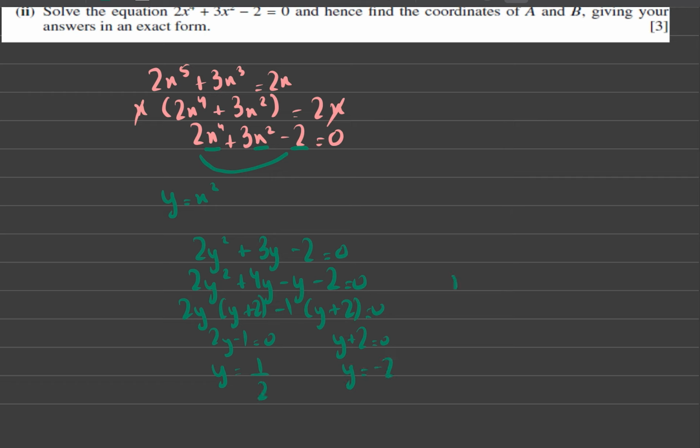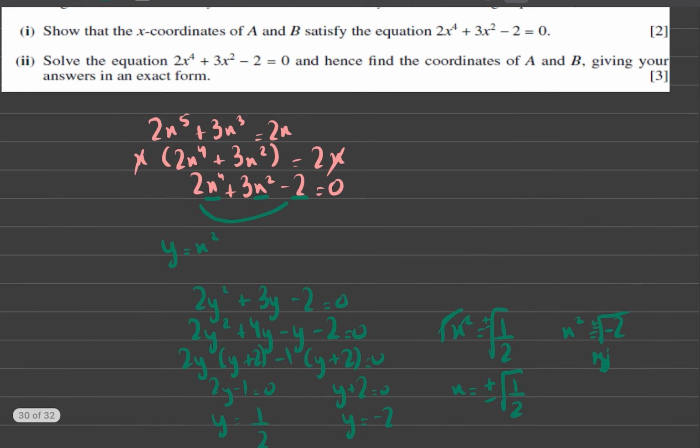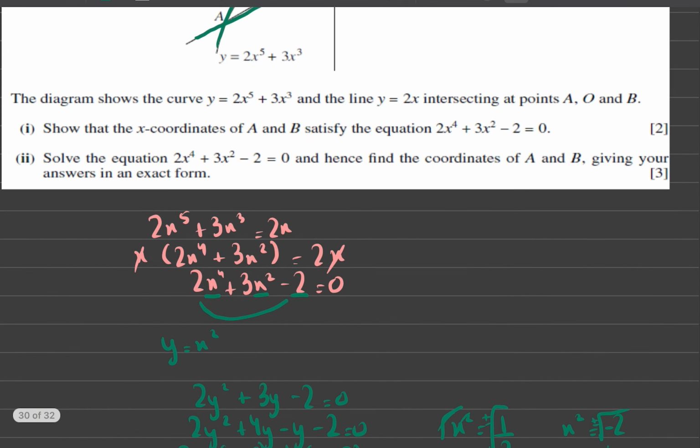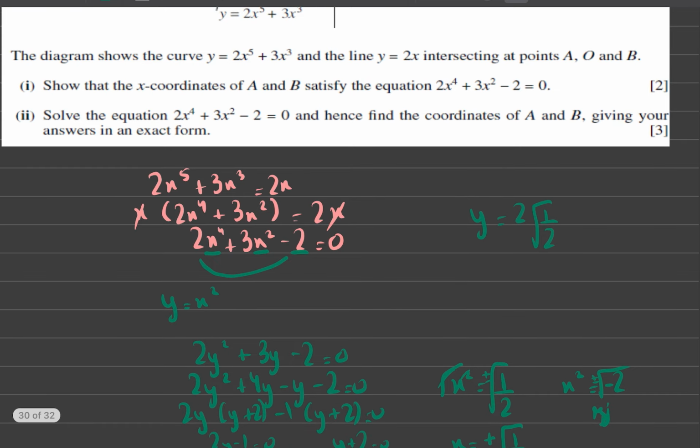Now what was y actually? X square is equal to 1 upon 2 and here x square is equal to minus 2. Can I square root this, plus minus? This is rejected. And if I square root this, it's going to be x equal to plus minus under root 1 upon 2. Do you get this? So once I get x, how will I get the y coordinate? So let's plug in here 2 into under root 1 upon 2. That's my first coordinate. Under root 1 upon 2 comma 2 under root 1 upon 2.